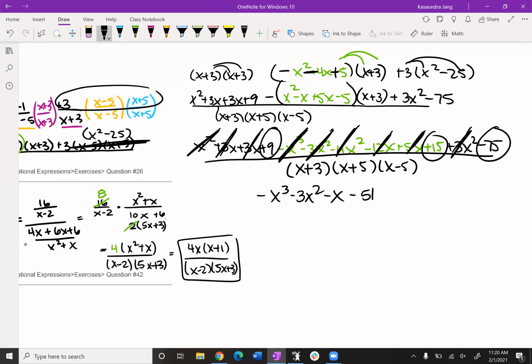All right. And then that is then over, I think they let you have the factored denominator. They wanted the numerator all simplified though. Okay, so there we go.